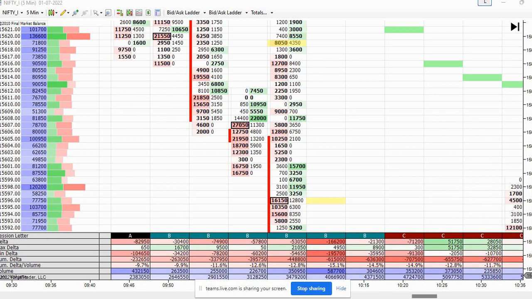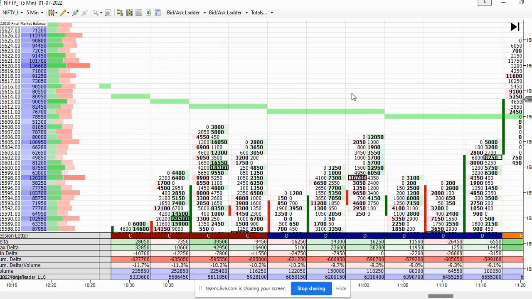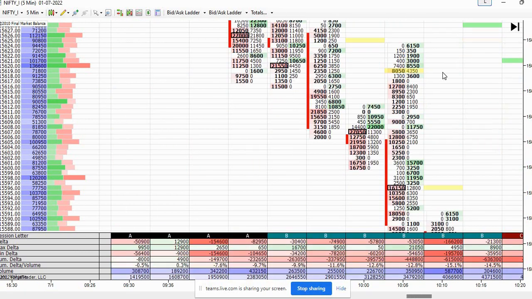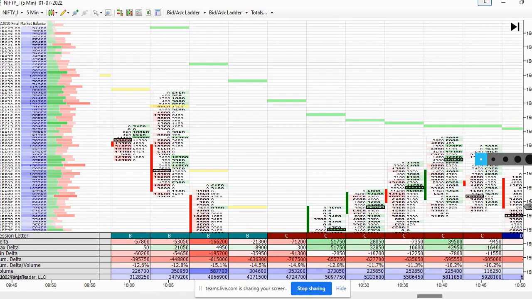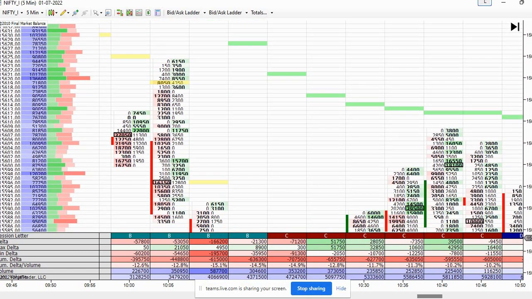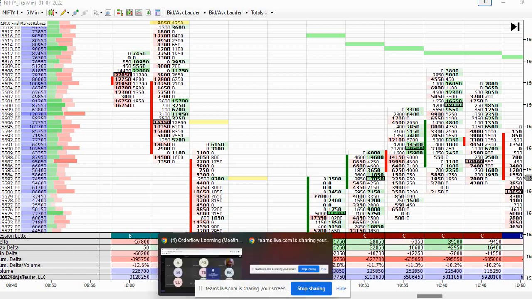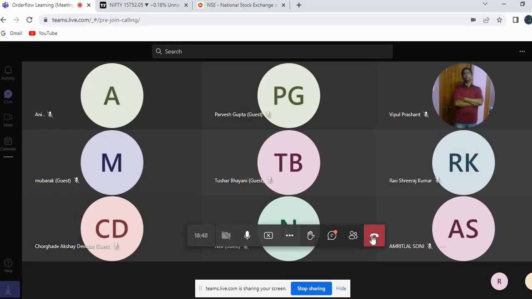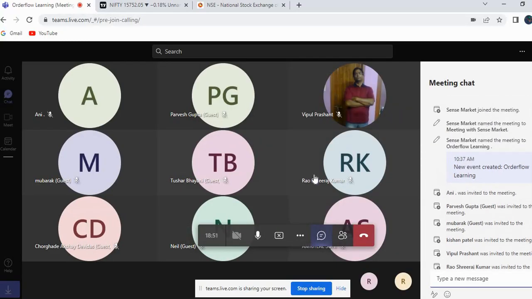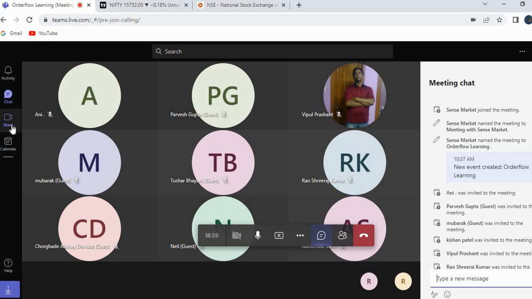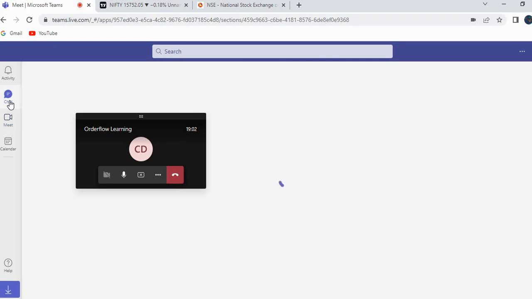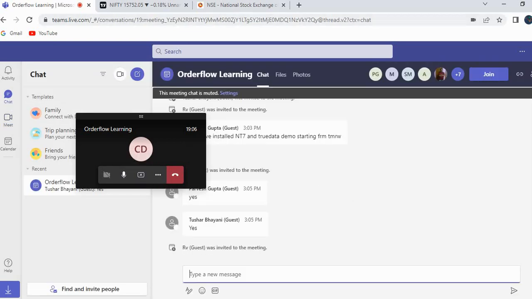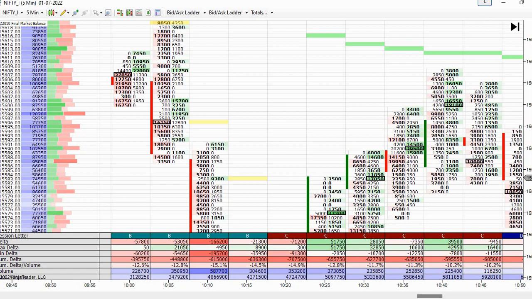So as you can see, this is Friday's chart, and on Friday there was a big sell-off that came into the market, right?